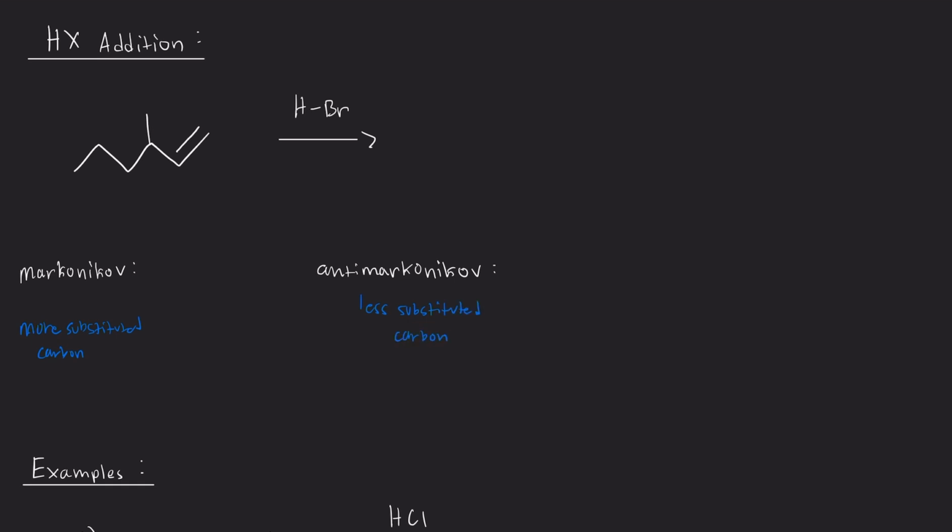So if we look at this example here, let me do this on the right side. So I draw this out. You'll have the more substituted carbon on the left and the less substituted carbon on the right. Now, because there's no peroxide in this case, we're going to be using the Markovnikov addition. So your Br will go in this position right here, and your H will go on the less substituted carbon.